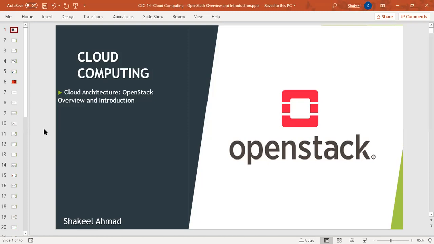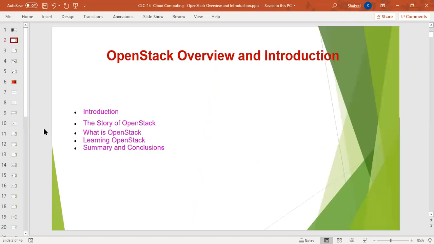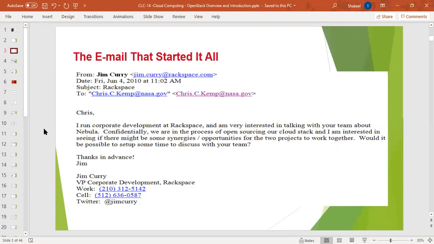We will discuss OpenStack. This is a very interesting topic. In this section, we will discuss the introduction of OpenStack, the story behind OpenStack, what is OpenStack, and what are the learning objectives in OpenStack. And at the end, we will summarize and conclude our discussion.